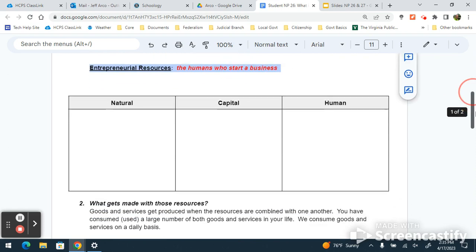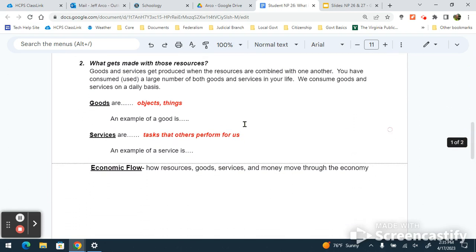Now, we use these 4 resources to produce goods and services. Goods are things. Your shoes, your phone, the food that you eat are goods. Services are also made in our economy, and that's when you pay somebody else to do something for you. An example of a service would be when you go to get a haircut. The person you pay to cut your hair is providing you with a service.